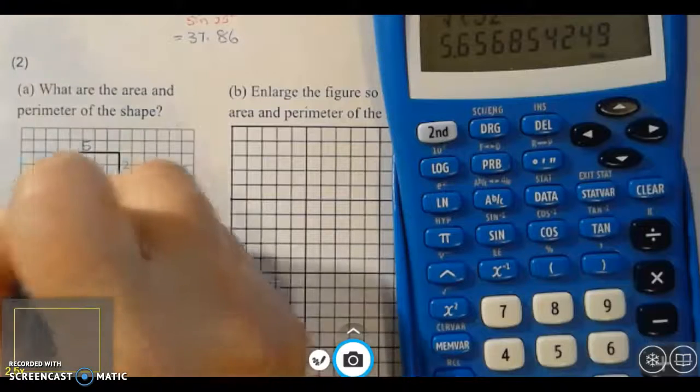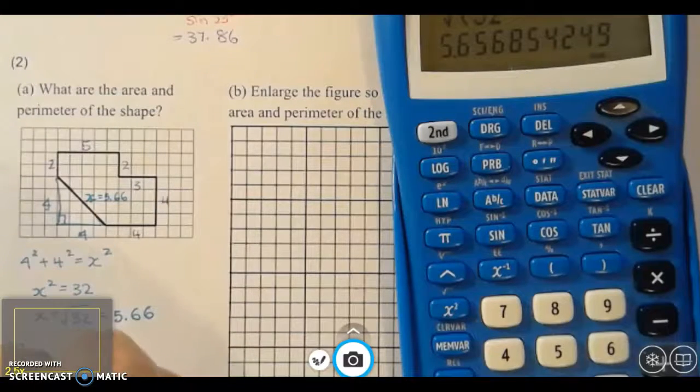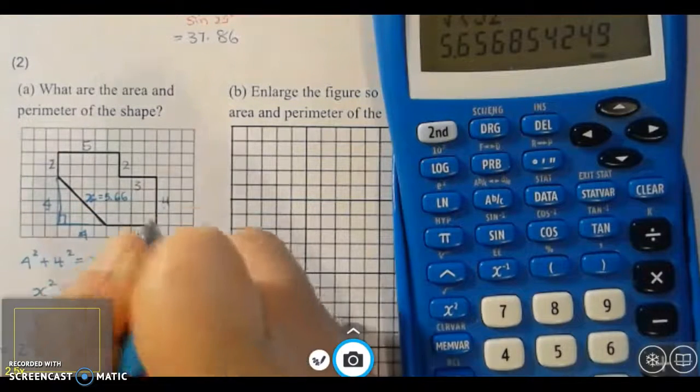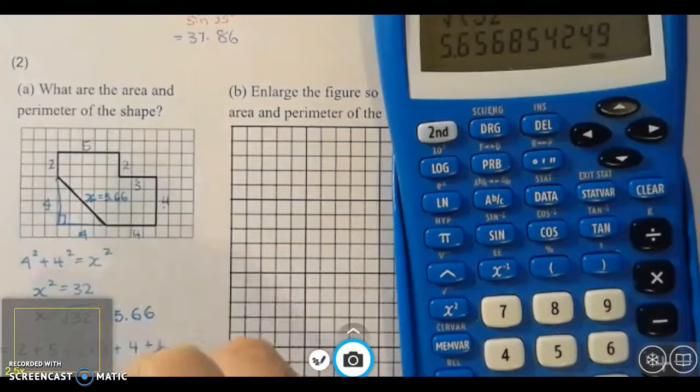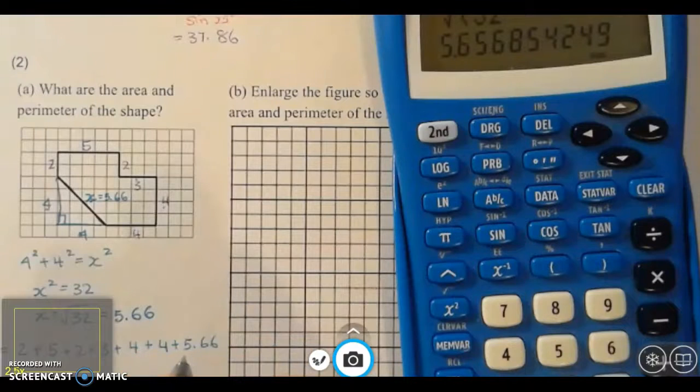Perimeter is all the outside length, so that's going to be 2 plus 5 plus 2 plus 4, 3 plus 4 plus 4 plus 5.66 that we just got. So that is going to leave me with 25.66 units. So that's the perimeter, that's the outside length. Now how do I figure out the inside area?